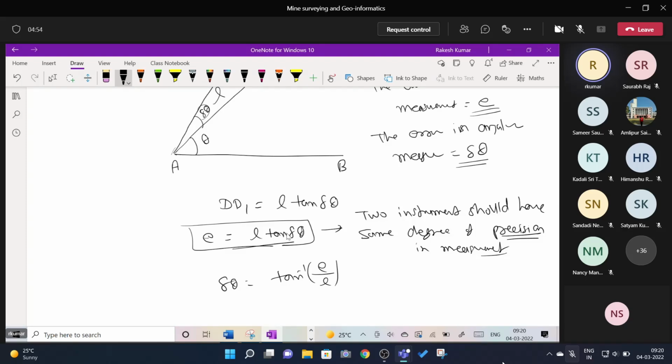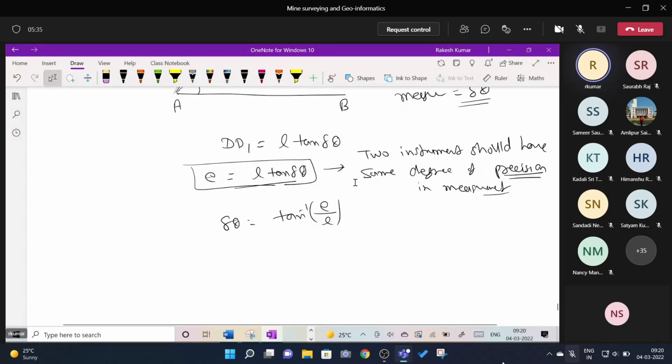Anybody's doubt on this point? Please let me know. In a sense, what I want to say is that in survey, the error in the angular measurement should be the same as the error in the linear measurement. Because the degree of accuracy depends upon the type of instrument used for linear as well as for angular measurement. Have you got my point? Yes, sir.